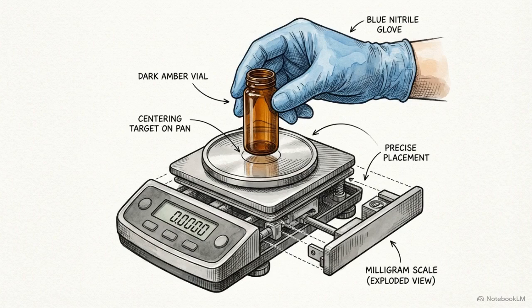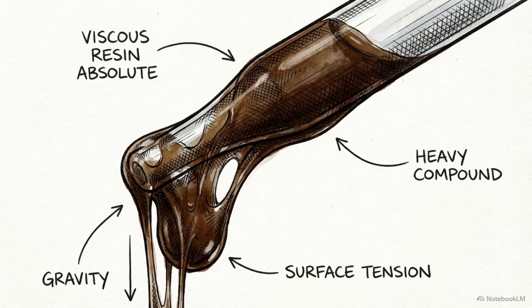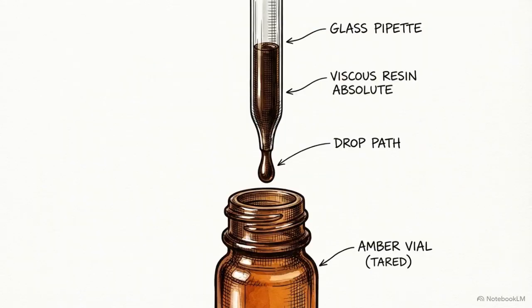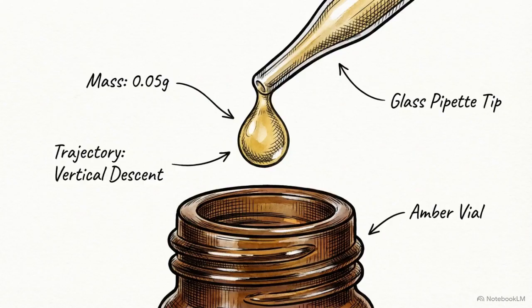Place a clean, dry amber vial in the center of your scale. Press the tare button to zero out the weight of the glass. Always start your formula by weighing and adding your heaviest, most viscous materials, like labdanum or sandalwood. Using your calibrated glass pipette, draw up the liquid and squeeze the bulb gently to dispense the material drop by drop into the center of the vial.